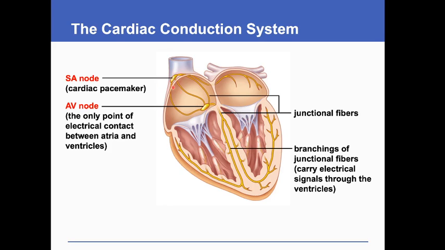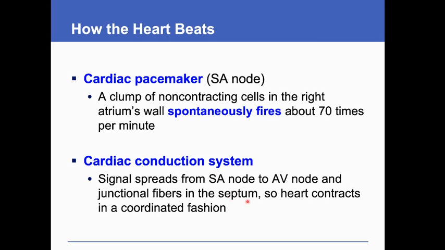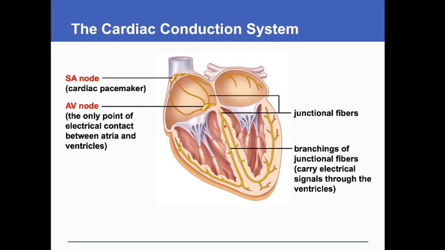This thing is what fires first. Again, if it doesn't fire properly, then your physician will implant an artificial pacemaker, which is really just a battery and a wire that will zap this 70 times a minute, making it fire, sending impulses to your AV node, and then down, here's the junctional fibers I mentioned in the septum. What is the septum? The septum is the wall between your ventricles. You might call it an interventricular septum because it's found right between your two ventricles.